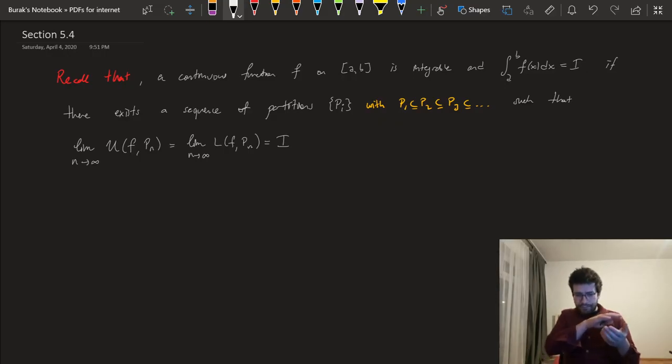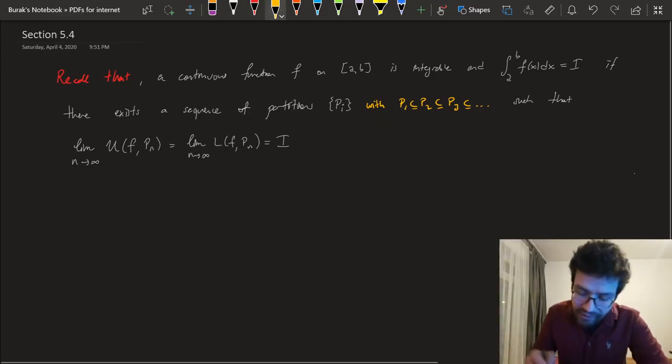So if there's a sequence of partitions which refine each other and for which the limit of upper Riemann sums and the limit of lower Riemann sums is the same, you say that your function is integrable. So if upper Riemann sums and lower Riemann sums both converge to I, you say that your function is integrable and has integral I.